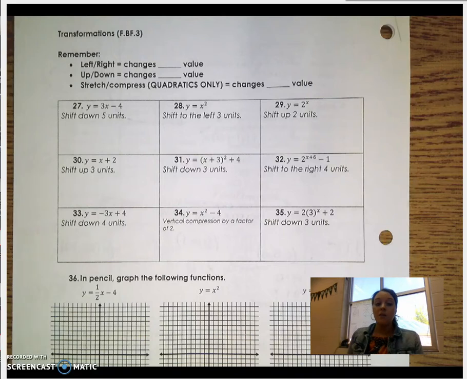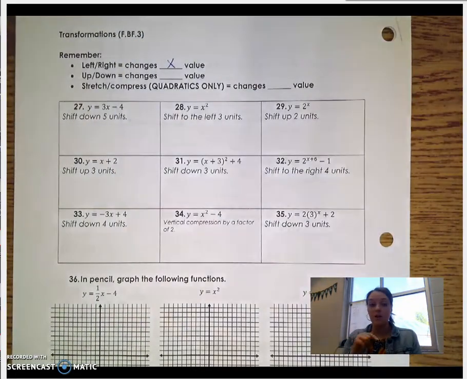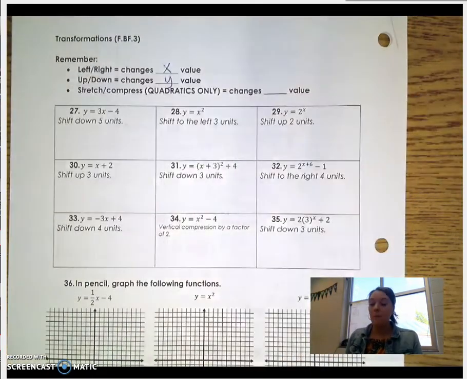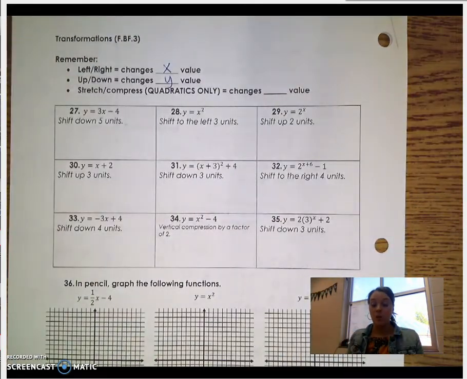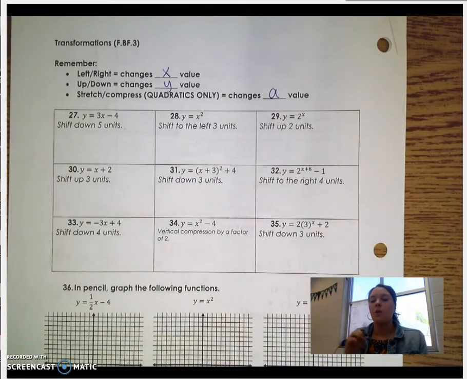Remember that if you're moving left and right, that's going to change your x value. That's going to directly affect your x. Up and down is going to affect your y. A stretch or compress is only going to be talking about parabolas or quadratics only, and that changes your a value. So remember, you have your quadratic function, y equals x squared plus 2x plus 7, and it's going to affect that 1, which is your a value.